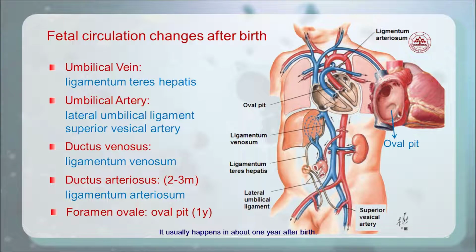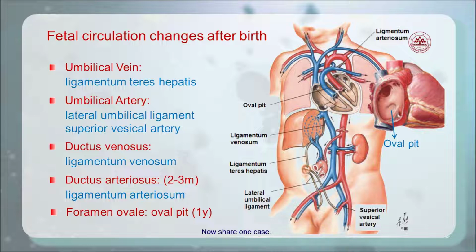It usually happens in about 1 year after birth. In 20% of the individuals, foramen ovale fails to close, which causes atrial septal defect. Well, the above-mentioned is the fetal circulation and changes after birth.